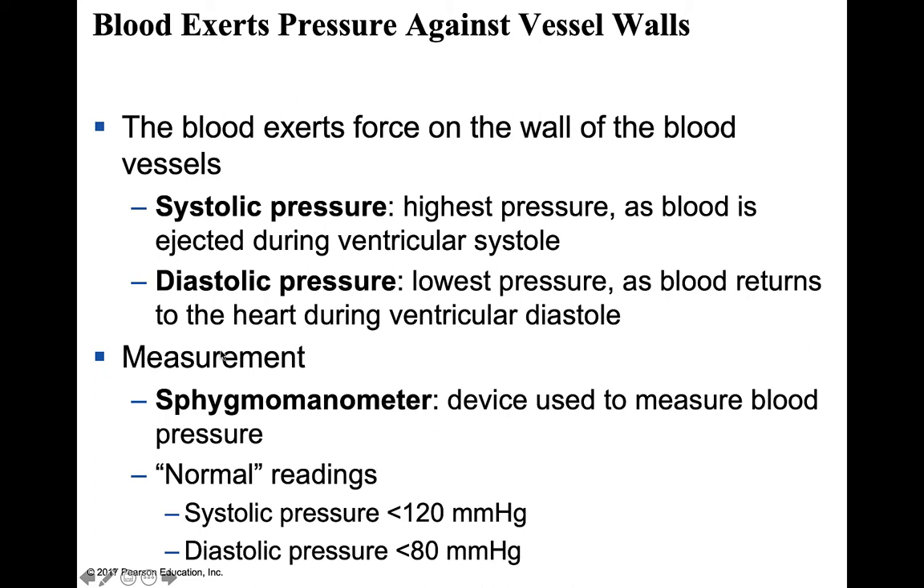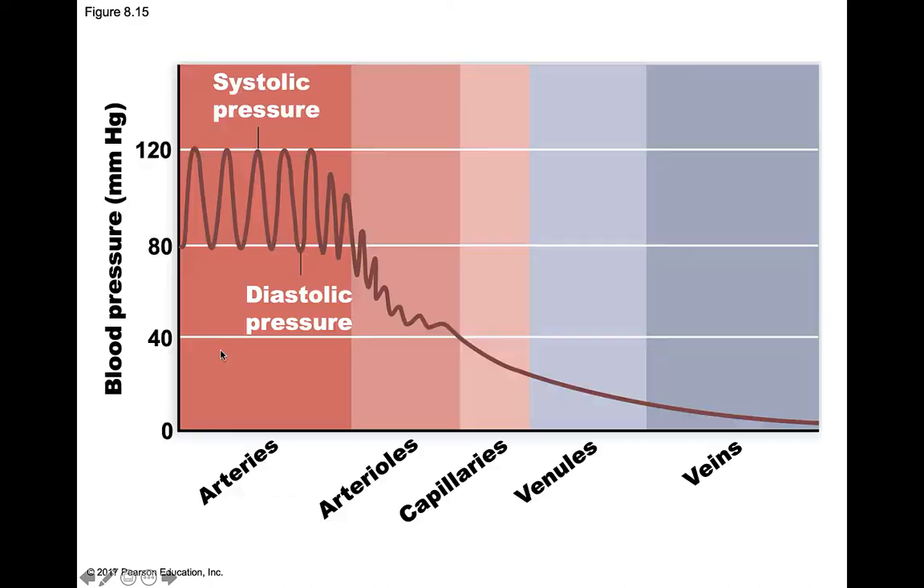We're going to talk next about what are considered normal readings, hypertension, and so on. A normal reading is when systolic pressure is less than 120 millimeters of mercury, and a normal diastolic pressure is when it's less than 80 millimeters of mercury. Keep those numbers in the back of your mind because we're going to come back to them.